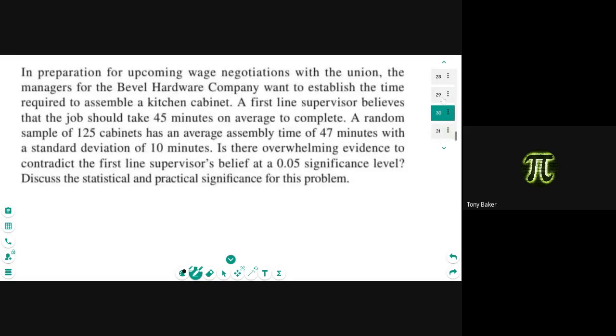All right, I think 2 more, and then we're done.